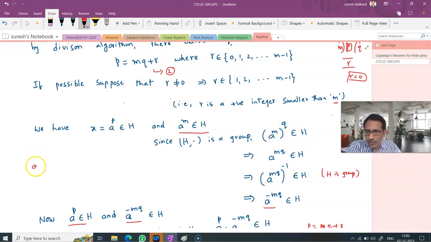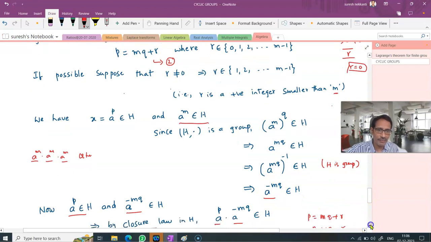What is A power M whole to the power of Q? It is A power M dot A power M dot A power M, Q times, right? Because A power M belongs to H, each factor belongs to H. By closure law, this to the power of Q also belongs to H. So A power MQ belongs to H. If an element belongs to H and H is a group, then its inverse also belongs to H. That is, A power minus MQ belongs to H.